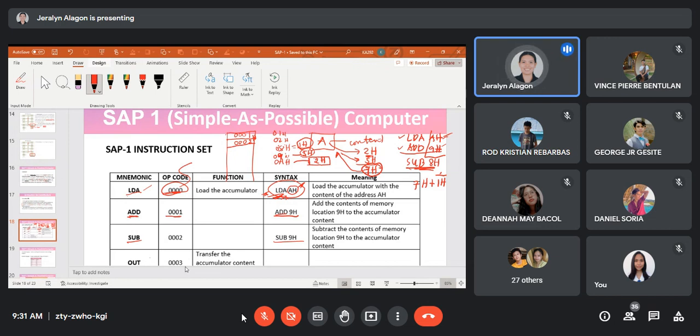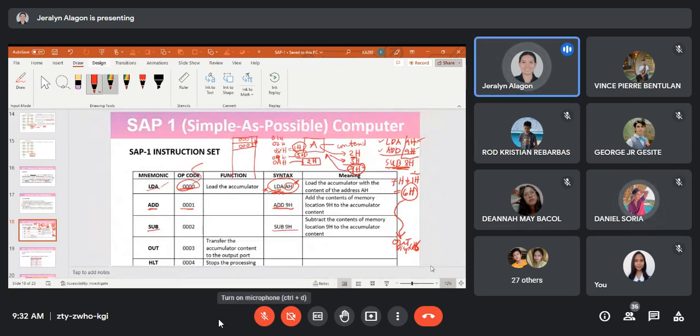OUT is to simply transfer the accumulator content to the output port, the display. So if you write OUT, it automatically displays the answer, class. The answer is 6H, because 7 plus the complement of 1, which is negative 1, is 6H. The 6H is automatically sent to the output port and displayed. Do you understand? At the end of the code, HLT is added to indicate that it's the end of the program.